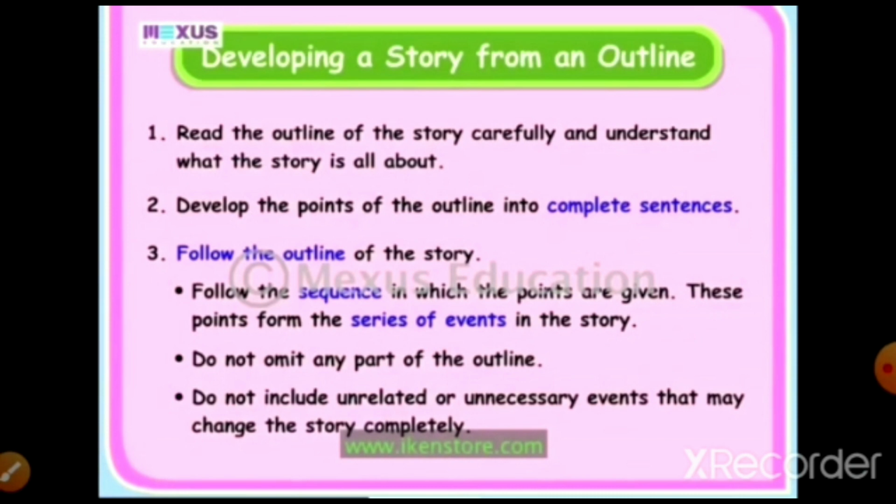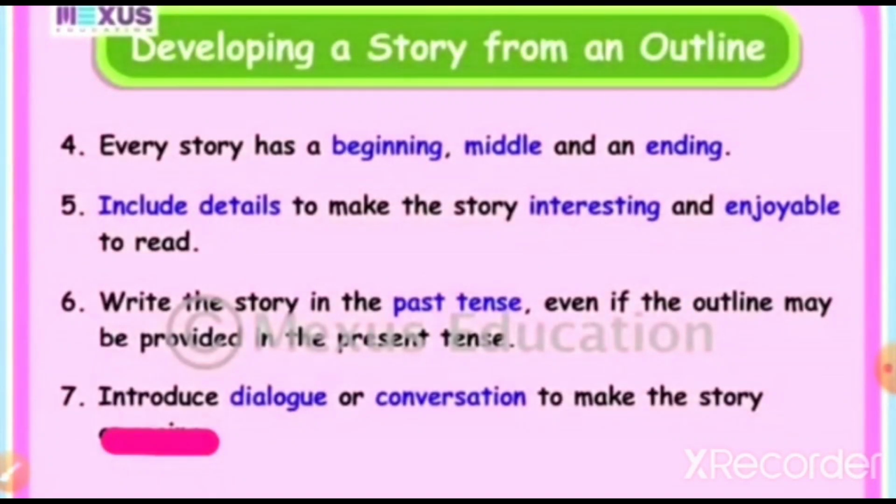story completely. A story has a beginning, middle and ending. Include details to make the story interesting and enjoyable to read. Write the story in past tense. Most important thing, we should write a story in past tense, even if the outline may be provided in the present tense. Introduce dialogues or conversation to make the story interesting.